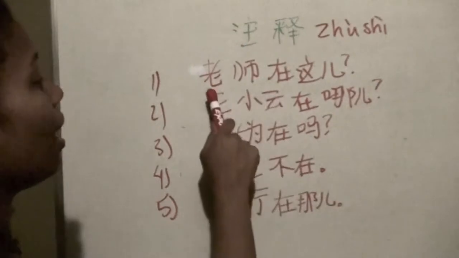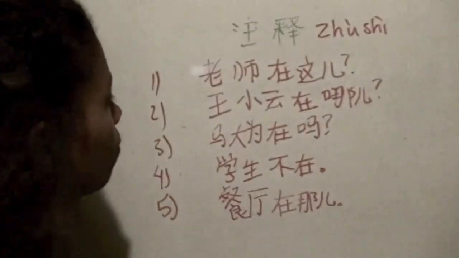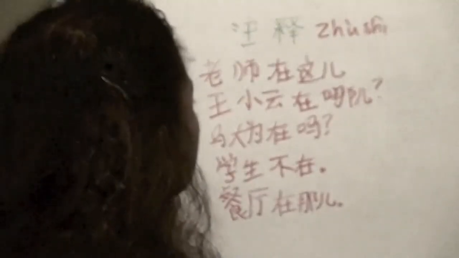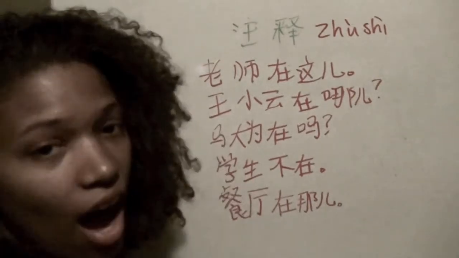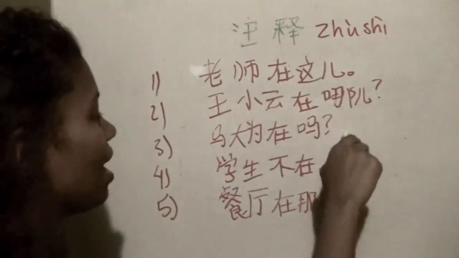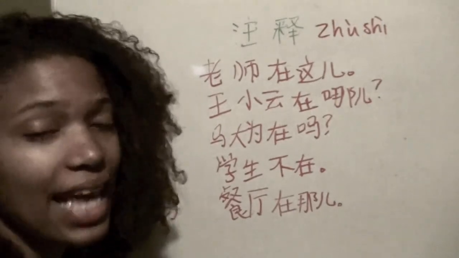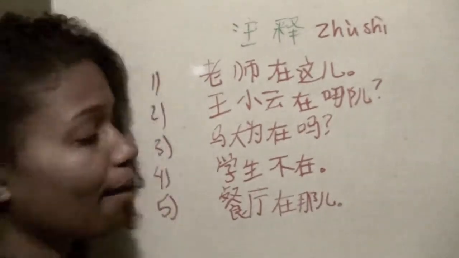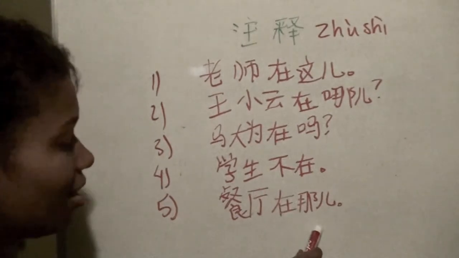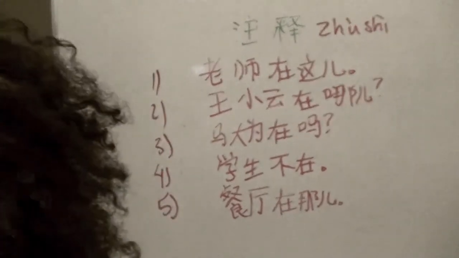答案. Let's go over the answers. 老师在这儿。 Oops, shouldn't be a question mark. Okay. 王小媛在哪儿? 马大为在吗? 学生不在。 餐厅在那儿。 Okay, and now I will show you the pinyin.